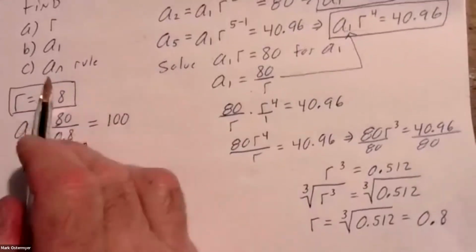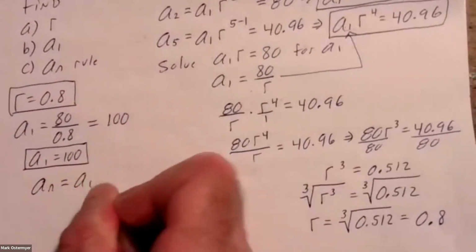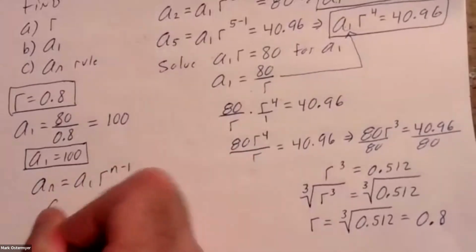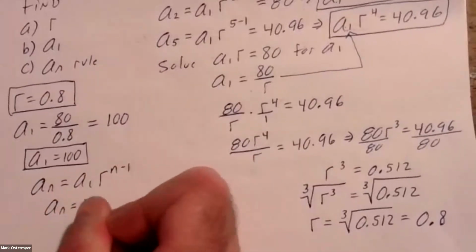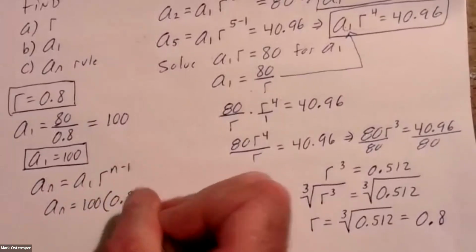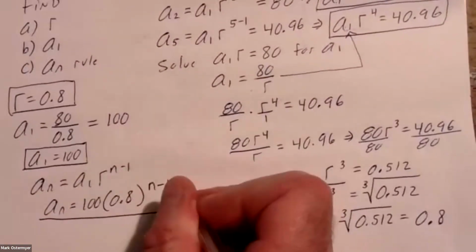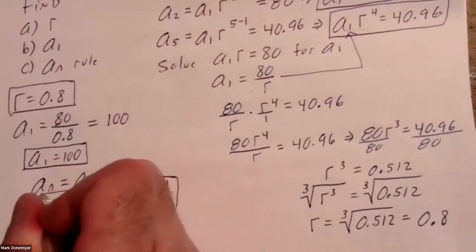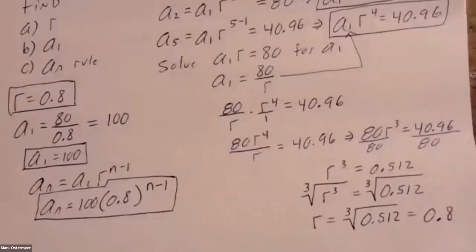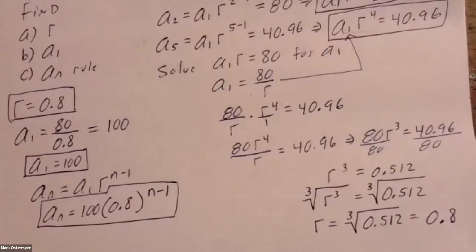Now we can also find an nth term rule. The nth term rule would be the first term times r to the n minus 1 power. So my nth term is my first term, which is 100, times my common ratio, which is 0.8, raised to the n minus 1 power. And that's your nth term rule for this geometric sequence here. And we're done. We've answered all the questions here. We found everything we wanted to find.